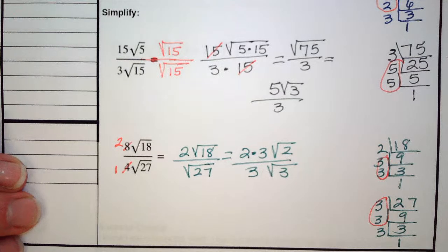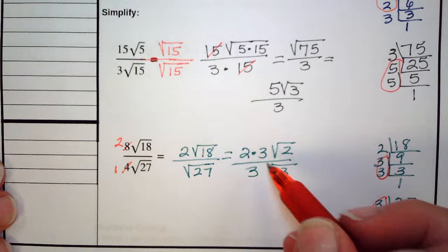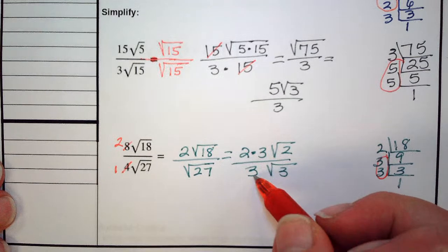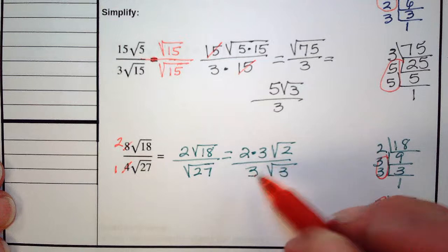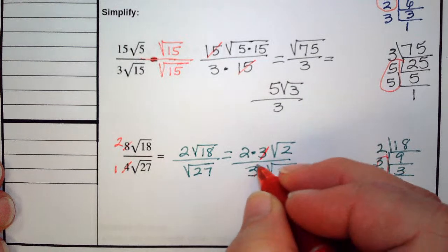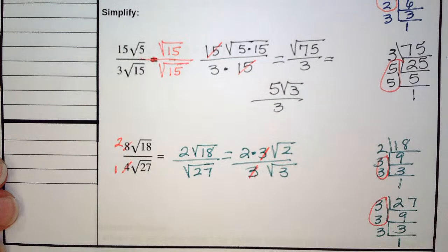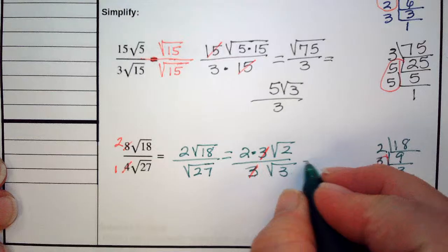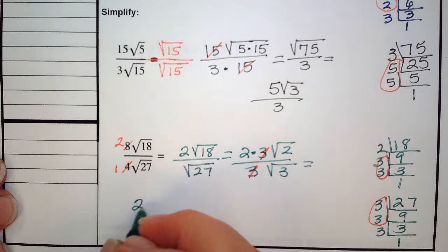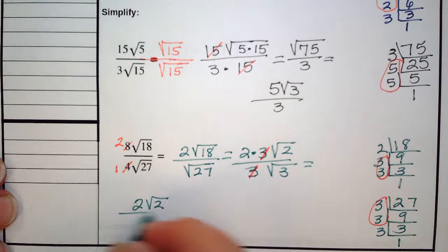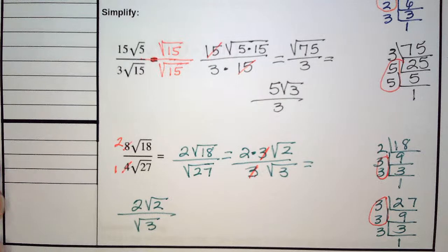Okay, once again, I'm going to look and think. I've got a 3 in my numerator, a 3 in my denominator. 3 divided by 3 is 1. That cancels out. 2 square root of 2 over the square root of 3. Still not done.